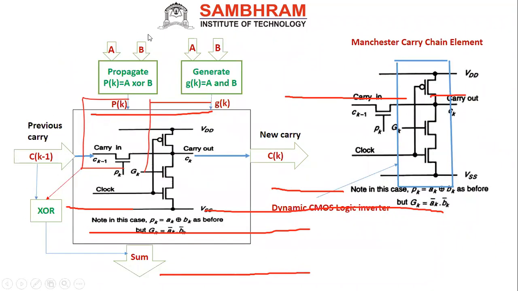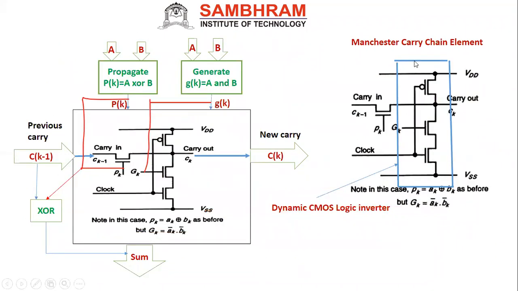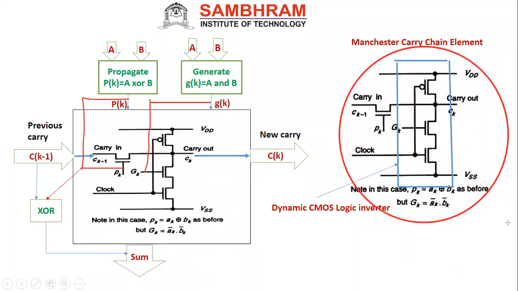This is the simple Manchester carry chain element. See here, I show this. Yes, this is the simple carry chain element. In this you can see, as I said, we are going to use a series of pass transistors. Now you see this box I'm showing; this circuit is nothing but a dynamic CMOS logic inverter.